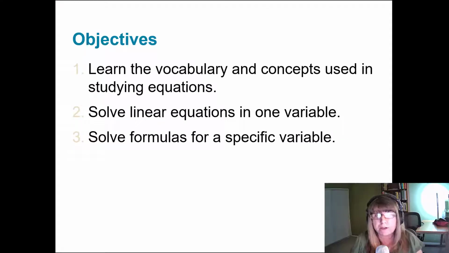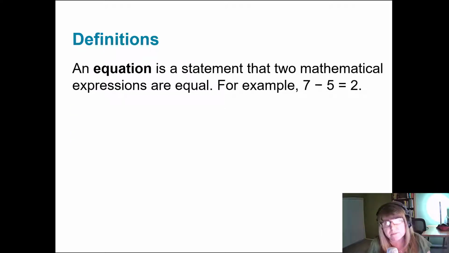We have three primary objectives for this lecture. The first is to learn some vocabulary and concepts so we can speak the same language. Second, we're going to solve linear equations in one variable using some standard steps to follow. And the third is we're going to solve formulas for a particular variable. Now we won't get a numeric answer. We're actually going to solve for one variable and have the rest of the formula on the other side of the equation. Our first vocabulary word here is equation.